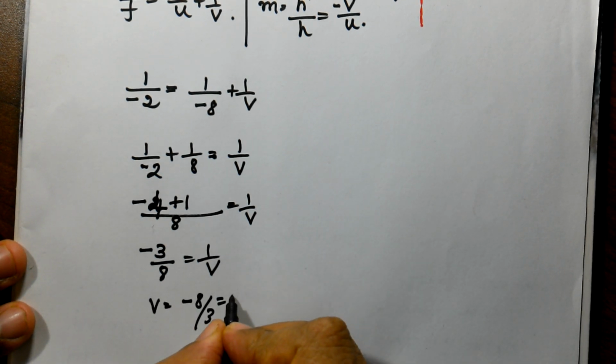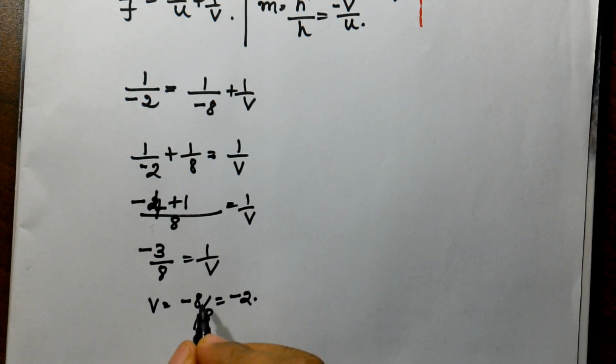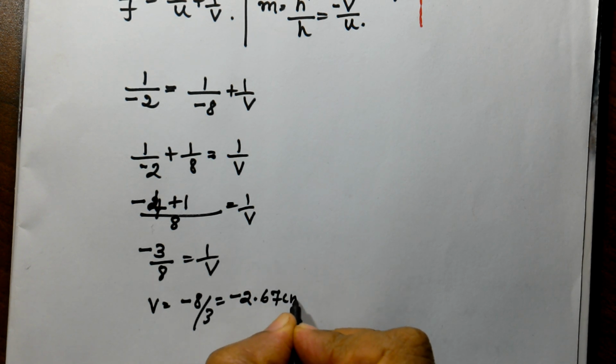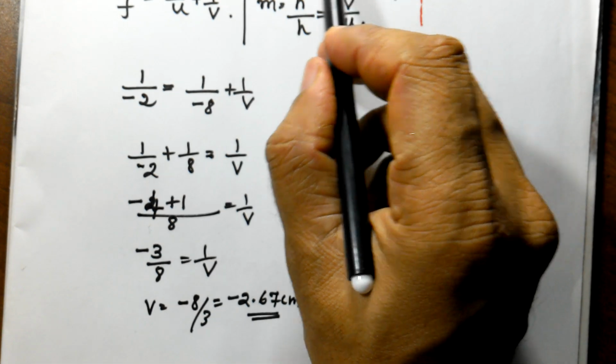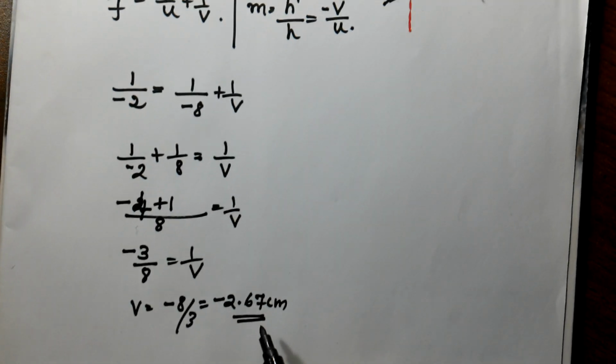Okay, whatever it is, minus 2 point almost 6666, right? Yes, 7. I write centimeters: 2.67 centimeters. So it should be between 2 centimeter and 4 centimeter. See here, 2.67, what the answer we have got.